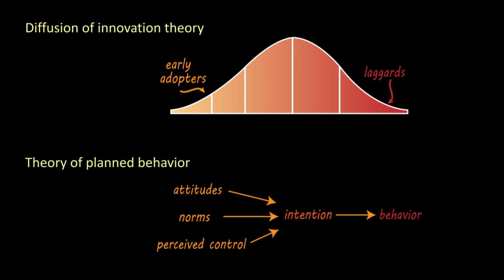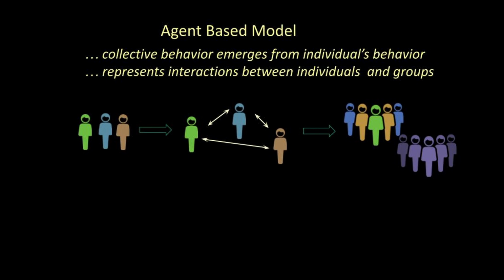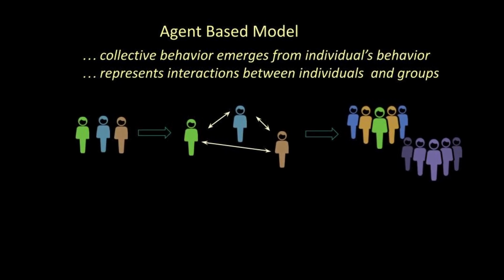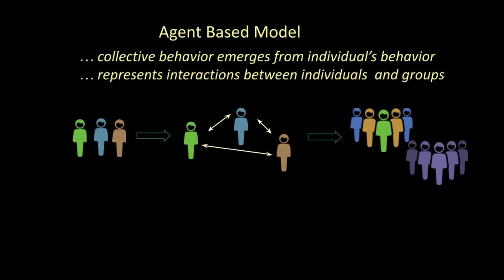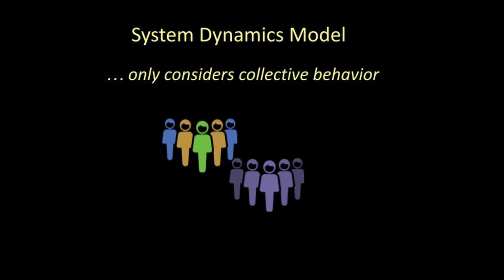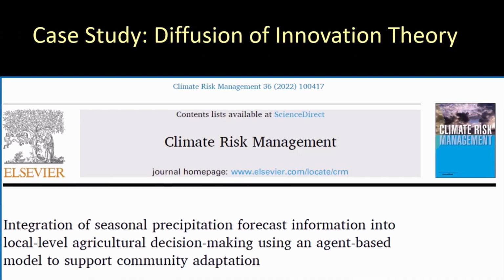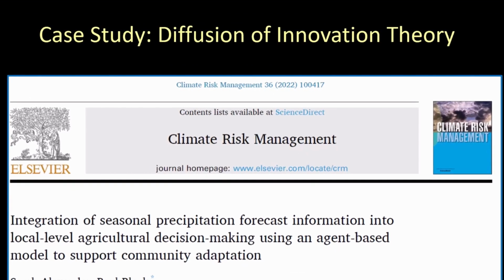In both of these theories, individual decisions whether to take an action are affected by the individual's perception of how many other people are taking that action. Diffusion of innovation theory and theory of planned behavior can be implemented in either system dynamics or agent-based models. But agent-based models have the advantage that the collective behavior emerges spontaneously from the individual agent's behavior and represent interactions between individuals and groups explicitly, whereas in system dynamics models, the individual behavior is not represented, so they only consider the collective behavior.